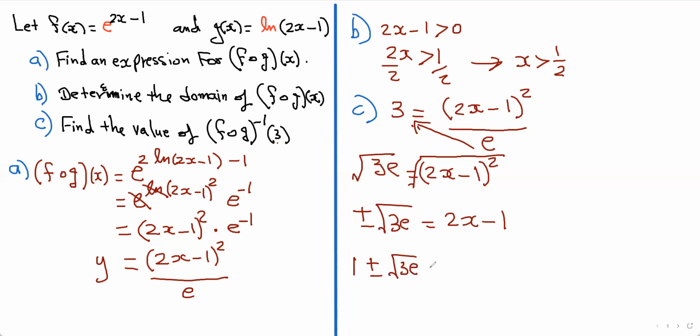√3e equals 2x. Divide both sides by 2. Therefore, x equals 1 plus or minus √3e over 2. And that's the answer for C. Okay. So this is for the first question. We're going to go to the second question.